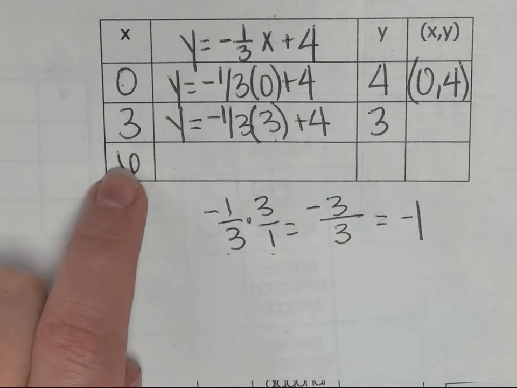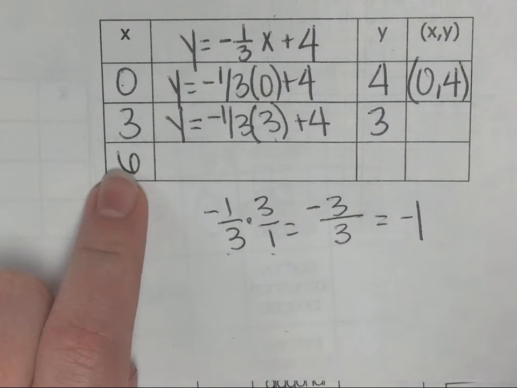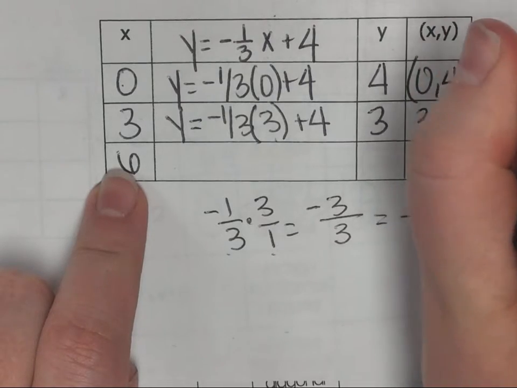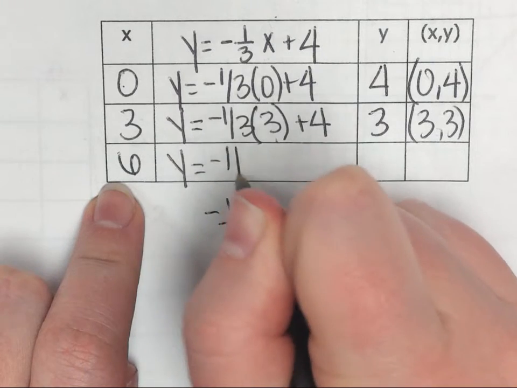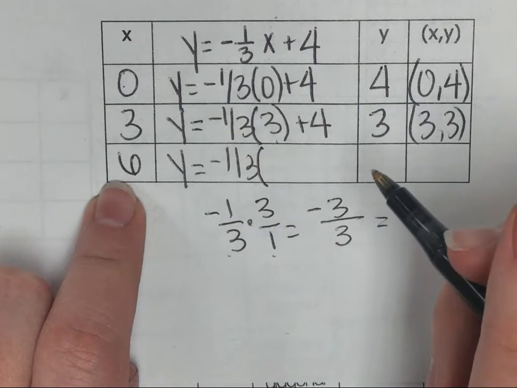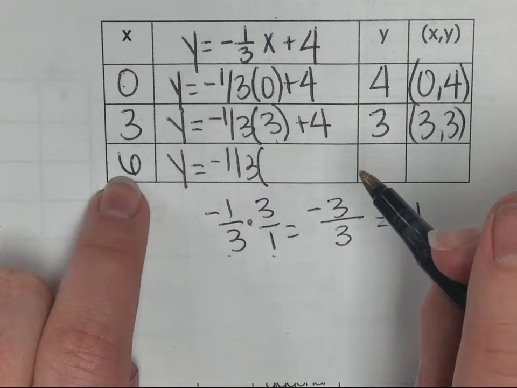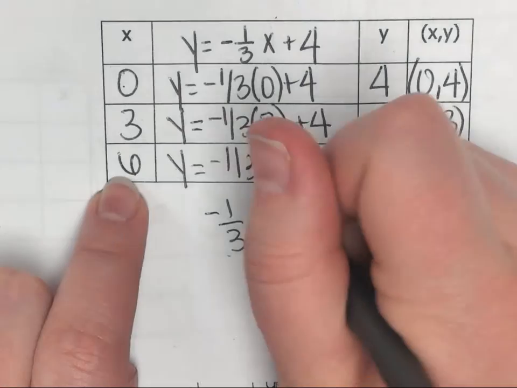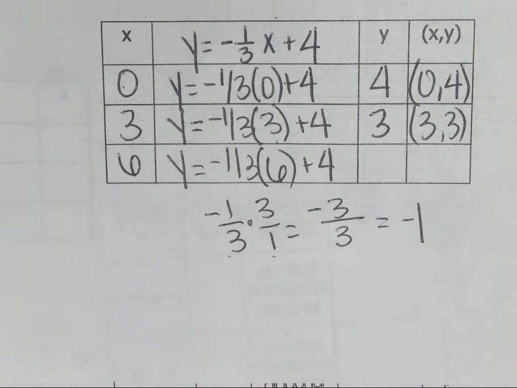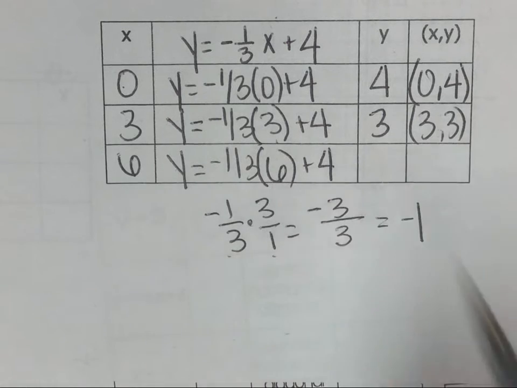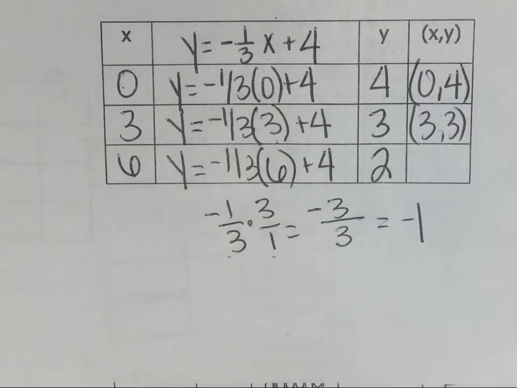So we would do y equals negative 1/3. Is it 3 and 3? It's 3 and 3. I'm talking about the next one. Y is equal to negative 1/3, and we replaced the 3 with a 6. The parentheses is 6. Negative 1/3 times 6. Guys, what's 6 divided by 3? 2. It's negative 2. Negative 2 plus 4 is 2.